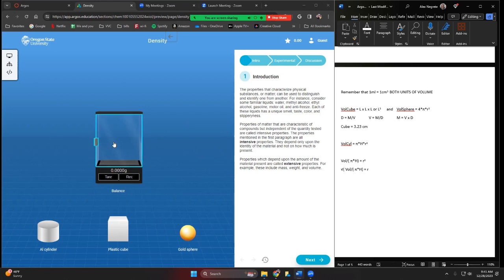So there are a few things to weigh here. This is our balance that we learned in the lab techniques, and how to open, close it, how to tare that out, make sure it's zeroed out.